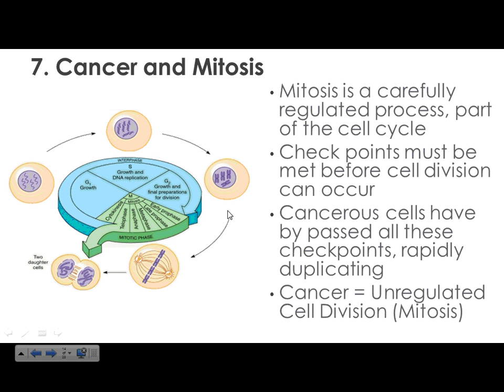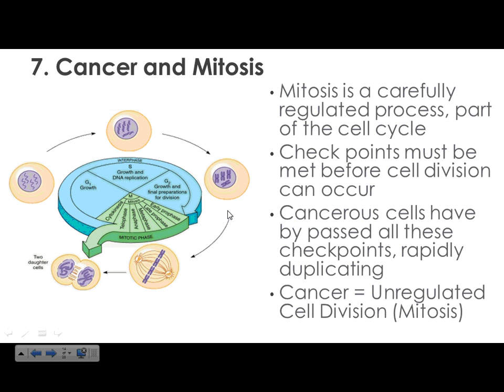So cancer is just unregulated, haywire cell division. And cell division is just a way of saying mitosis. So the relationship between cancer and mitosis, cancer is mitosis. It's just mitosis that's gone haywire. Too much cell division.